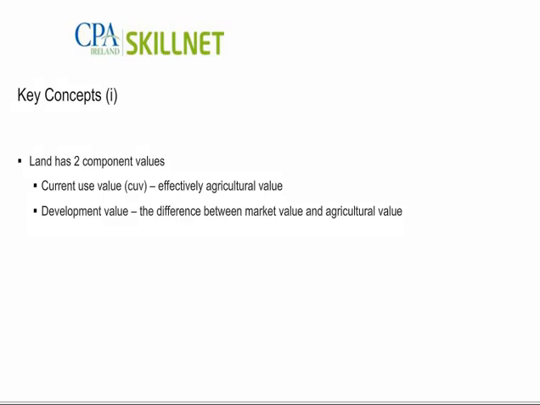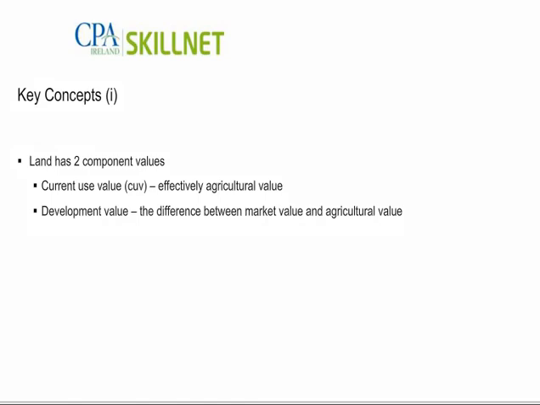Now, when you're dealing with capital gains tax and development land, what you have to bear in mind is that a lot of land has two component values: the current use value and the development value. If you buy agricultural land and sell agricultural land, the strong likelihood is you don't have to worry about these peculiar concepts for capital gains tax, mainly because it is not development land.